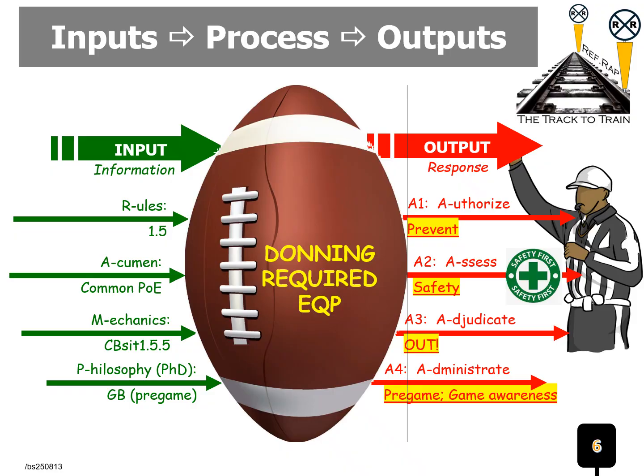For the required process of donning required equipment, its input, the ingredients for success, and the information form the acronym RAMP. They are rules, acumen, mechanics, and philosophy. Specifically, in this case, it's Rule 1.5.